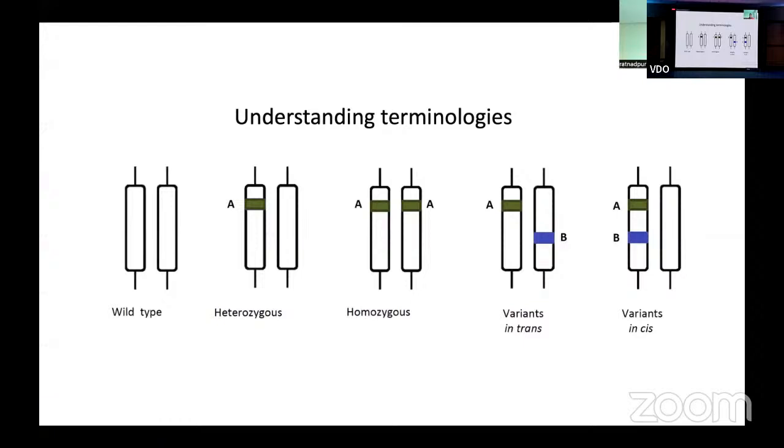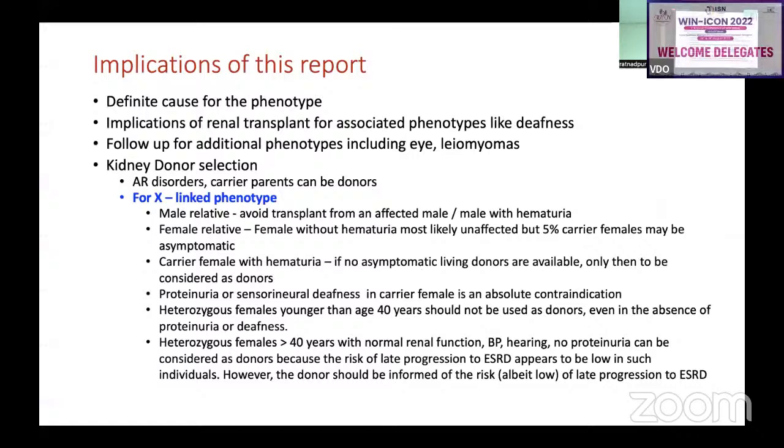So what are the implications of this report that has come in this boy who had kidney failure and hearing loss? It gives us a definitive cause for the phenotype. It tells us about the implications of renal transplant. It will only impact the kidney phenotype, but not the deafness. And later on, they also go on to develop eye changes. So you need additional monitoring for those phenotypes, and you need to tell the parents that the kidney transplant is really not going to impact the additional extrarenal phenotypes.